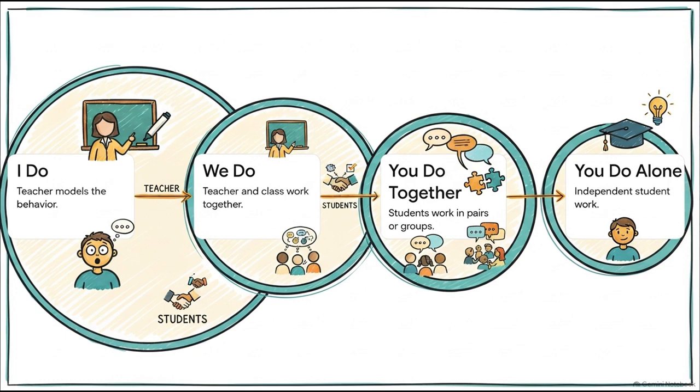Step 2 is we do. The teacher and the class tackle it together. Step 3 is you do together. Students work in pairs or groups, leaning on each other. And finally, Step 4 is you do alone. Total, pure independence. Notice how with every single step, the teacher's role literally shrinks, while the student's responsibility grows.